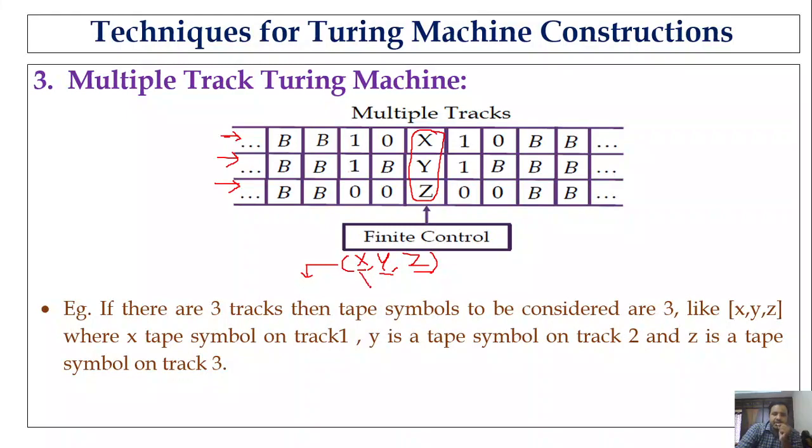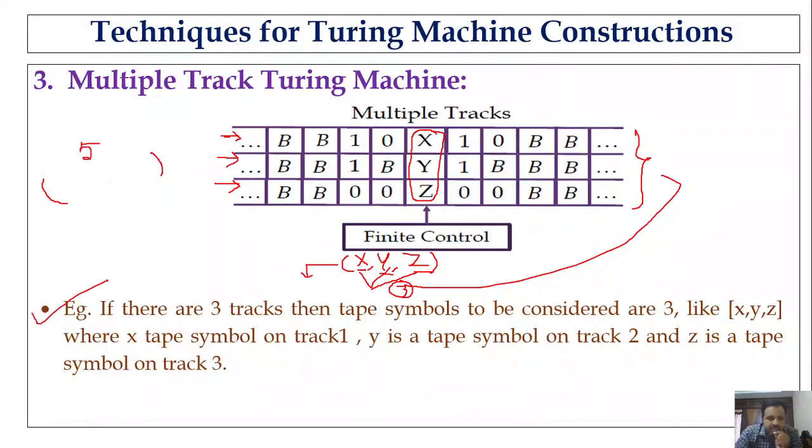How many tuples are there here? We have three tuples. Why did we get three tuples? Because we have divided the input tape into three tracks. If we divide the input tape into five tracks, we are going to have input symbols with five tuples. So that is the meaning. This is the example here.